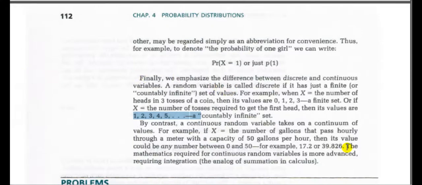So he says, the mathematics required for continuous random variables is more advanced, requiring integration instead of just summation. So instead of just using sums, we have to use integral calculus. But anyway, that's the situation. We have two situations. One is called discrete random variable, and the other is called continuous random variable.